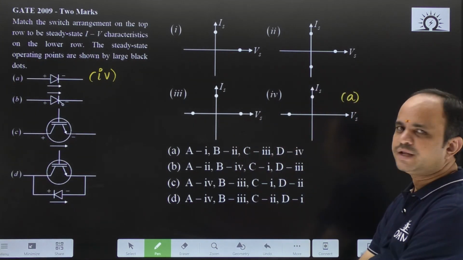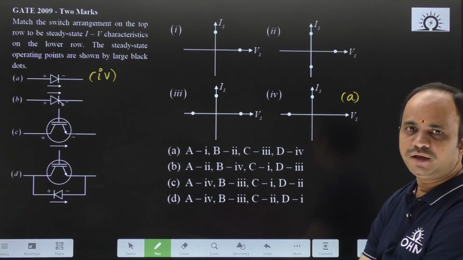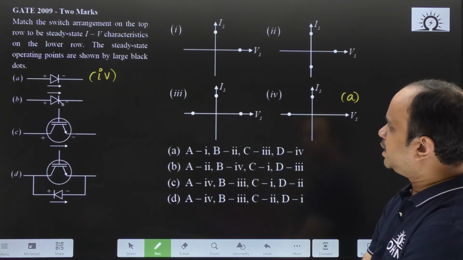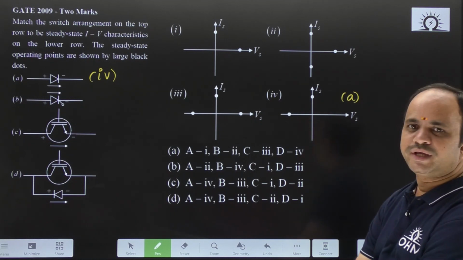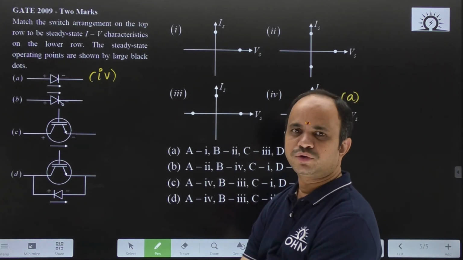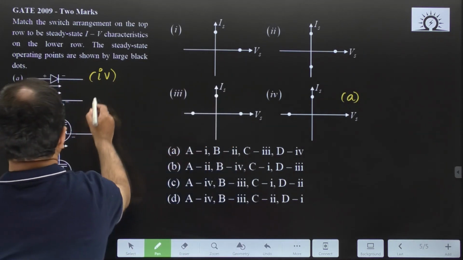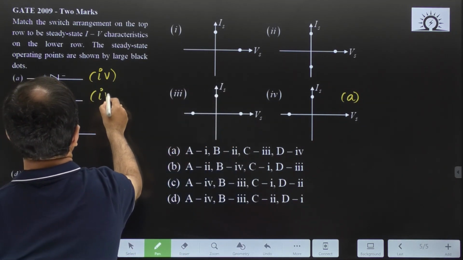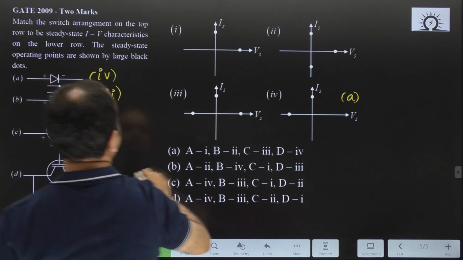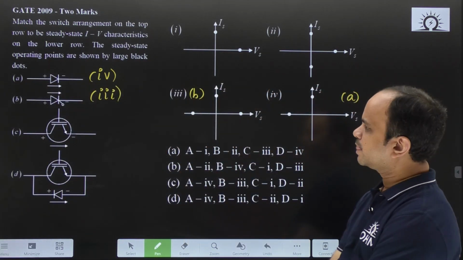So, during off state it can block negative voltage, during on state it can carry positive current. Now, SCR, it can block both voltage of positive as well as negative, and it will carry the current from anode to cathode, that will be treated as a unidirectional switch. So, it can be matched with the third option. So, this can be matched with B.